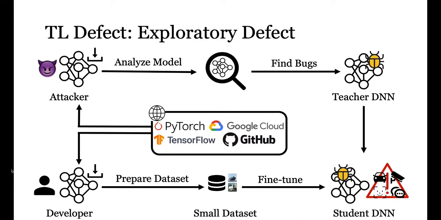Adversarial vulnerability is a representative of exploratory defect. To exploit this defect, the attacker first downloads the teacher model as the developer does. Then he carefully analyzes the model and finds bugs of the teacher DNN. These bugs may be inherited by the student and be used to attack the student application.